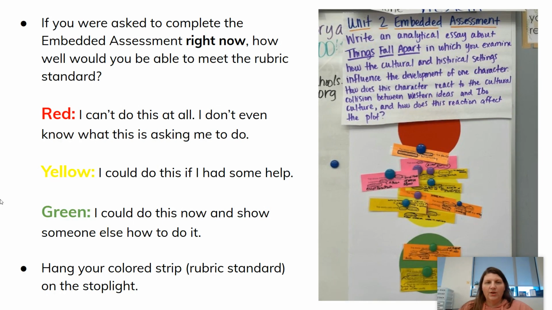If we didn't know how to do it at all, you don't even know what I'm asking, we put it on red. If you could do it if you had help or a model in front of you, we put it on yellow. If we could do it so well right now that we could show someone else how to do it, we put it on green. And that is it for unpacking the embedded assessment. Just know that you have this paper in your binder that you can refer back to so that you know what we're working toward in this unit.